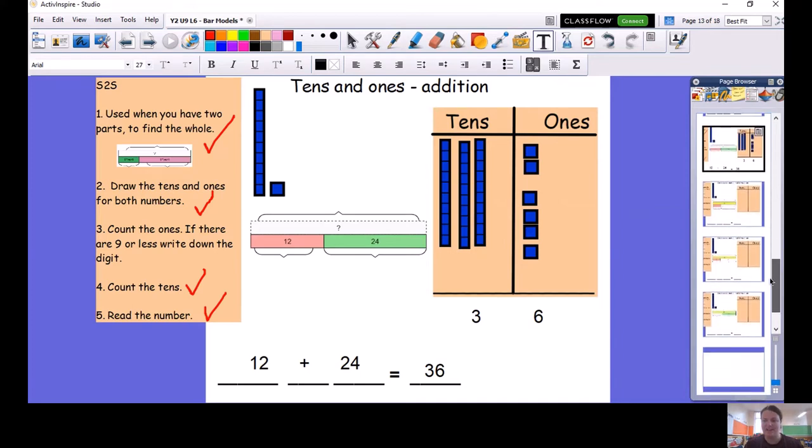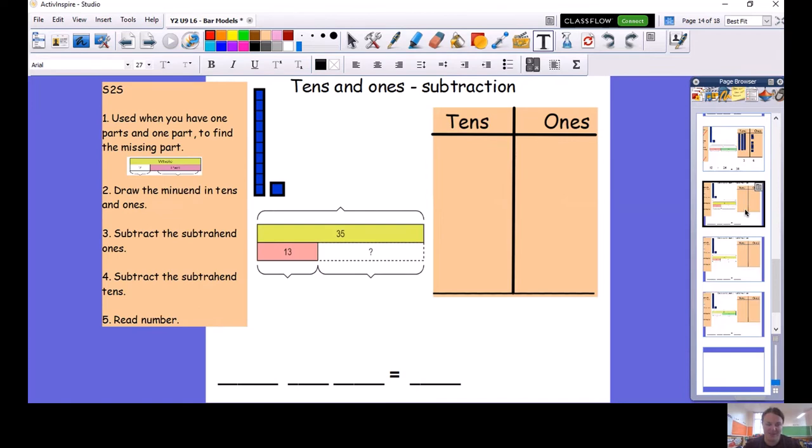which is slightly different and has different steps. So make sure that you get your head refreshed and that you're ready for some subtraction questions. So, subtraction. Subtraction is different because this time around I don't have two parts and I'm not trying to find the whole. With subtraction, I already have the whole. And in some ways, it can feel simpler. This time round, I only have to draw the minuend in tens and ones, not the minuend and the subtrahend.